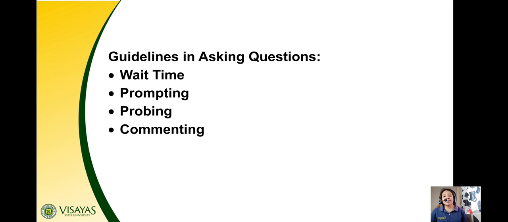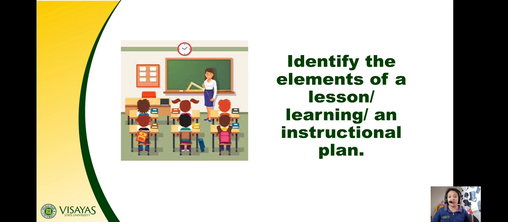Then, guidelines in asking questions. We have wait time, giving 3 to 5 seconds for the students to think about the question. Prompting is giving clues. For example, Lovely could not answer about living and non-living things, so you show her: Lovely, you are a living thing, and this table is a non-living thing. Then probing is giving a follow-up question, and commenting is giving feedback. These are the guidelines in asking questions.